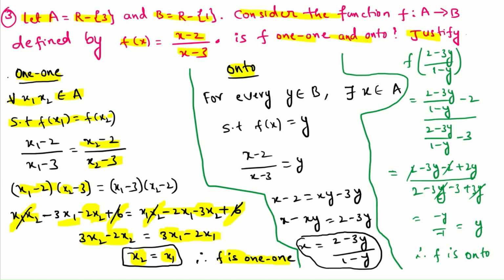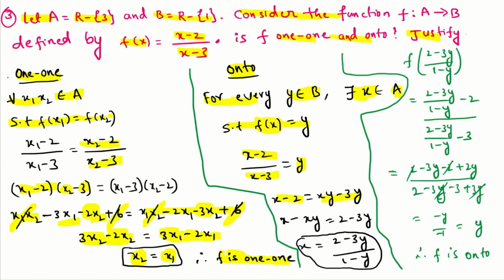Same way for onto. For every y belonging to the codomain, there exists an x in the domain such that f of x is equal to y. In this case, we have to find the x value, how the pre-image should be, then we have to verify. As per the definition, I took f of x as x minus 2 by x minus 3 is equal to y. Cross multiplication: x minus 2 is equal to xy minus 3y.